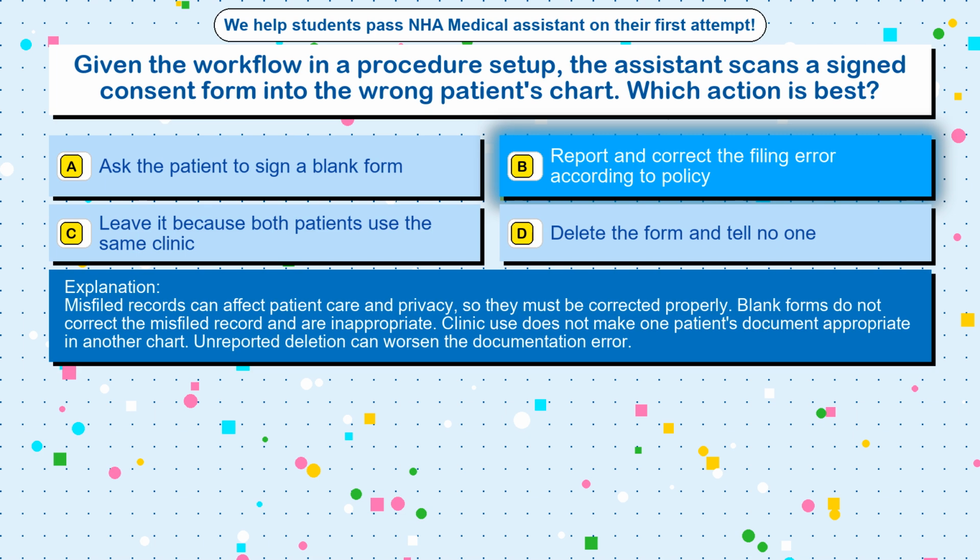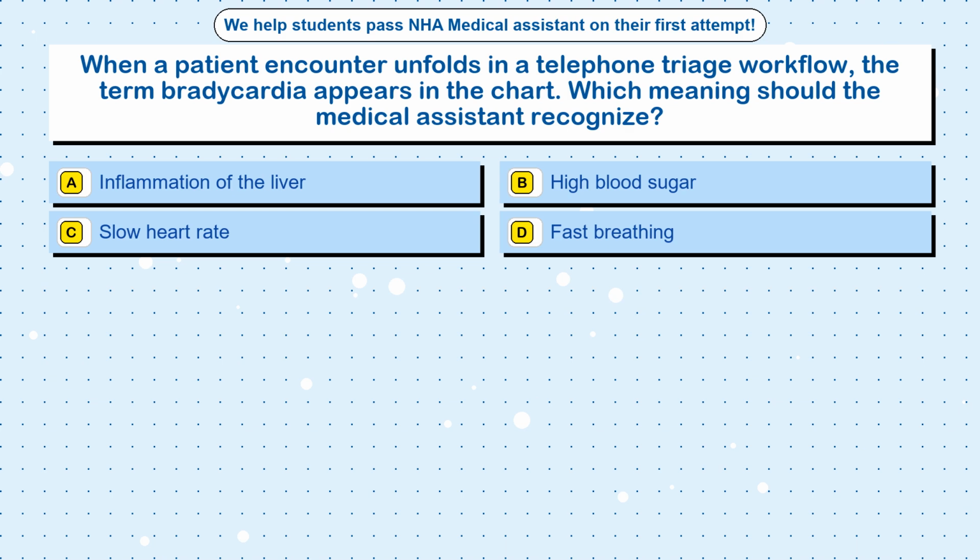Clinic use does not make one patient's document appropriate in another chart. Unreported deletion can worsen the documentation error. Question 48. When a patient encounter unfolds in a telephone triage workflow, the term bradycardia appears in the chart.